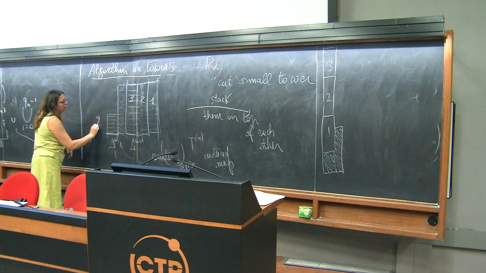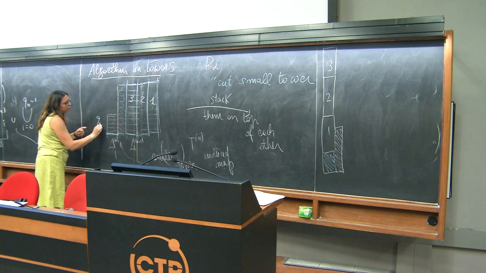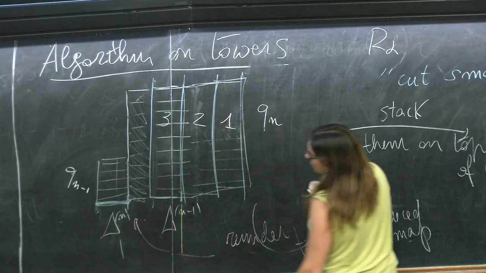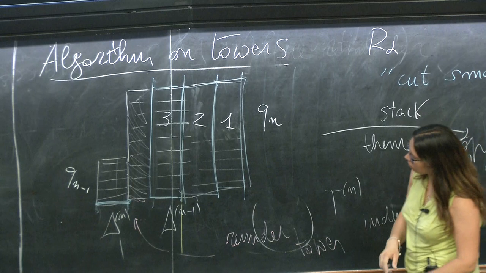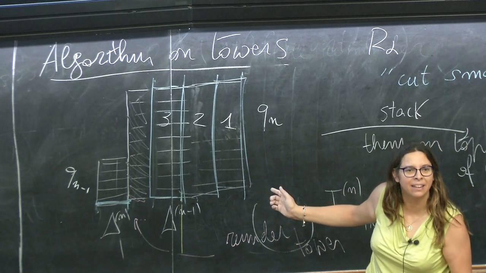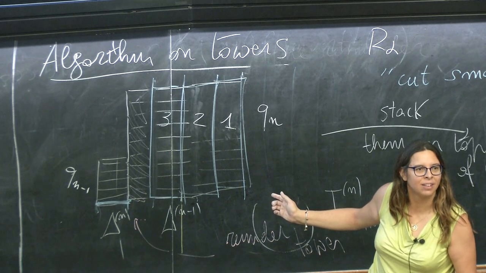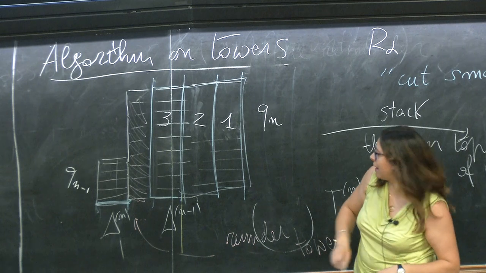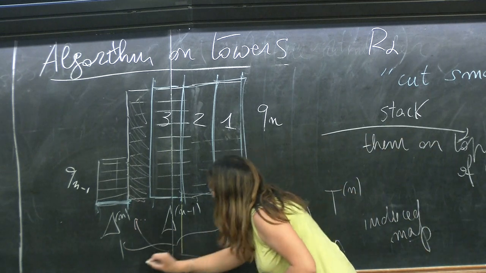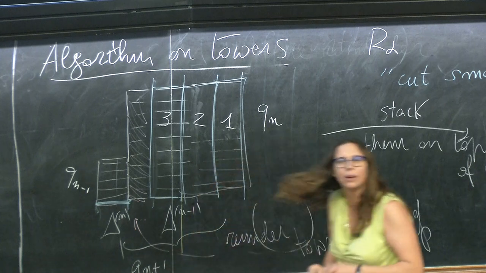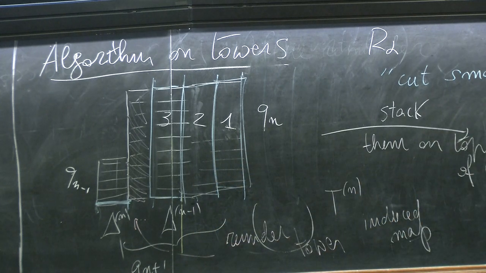So let's actually check. This height was Q_{n-1}. This height was Q_n. How many towers do I cut? How many times can I cut in terms of continuous fraction entries? A_n. So I cut A_n times, because we did it yesterday. We checked, maybe A_{n+1}, sorry. A_{n+1}. Did you see anybody say A_{n+1}?